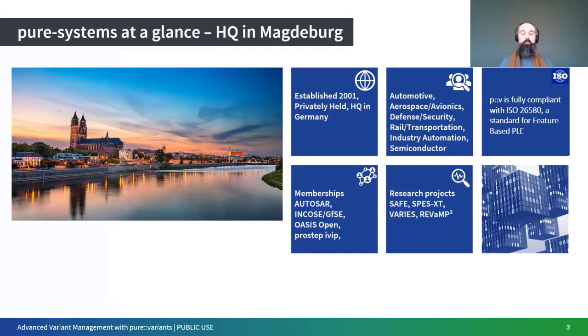But first, let me also say some words about Pure Systems. Pure Systems is a privately held company. We are headquartered in Magdeburg, Germany, which is quite close to Berlin. We are operating worldwide with customers from different industries. Our mission is to enable our customers to increase their engineering efficiency so that they can reduce their time to market for new product variants, reduce their maintenance effort in engineering, and increase product quality by reducing manual steps in engineering of multiple variants. How do we achieve this?